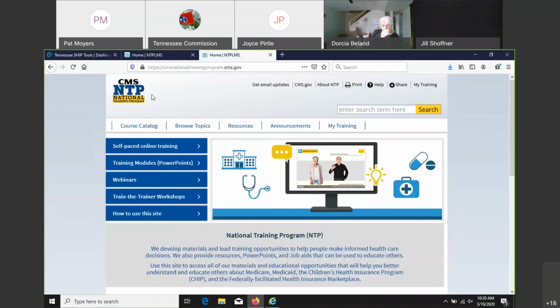And it will take you to that page right there where you can find that self-paced online training, the training modules, the webinars, and then, of course, all of the SHIP coordinators attend the Train the Trainer workshops each year. And they are an invaluable tool for us, and one of the two trainings that we attend every single year.